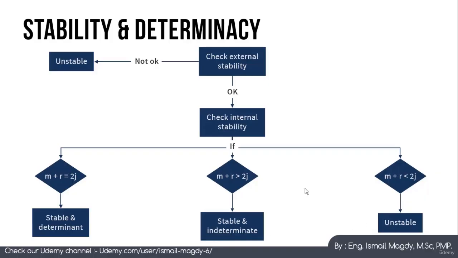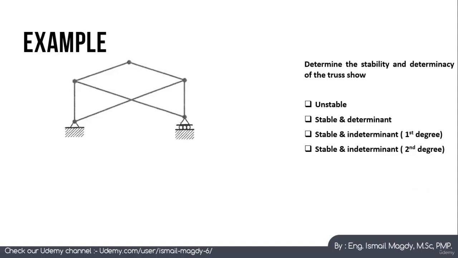So now, let's have an example on this. We have this truss, and we want to determine the stability and determinacy of it. In order to do that, we will start by counting the number of members that we have here. We have 1, 2, 3, 4, 5, 6. You need to take care that this is counted as only one member, and this is only one member, not two, because we don't have a joint here. As you can see, there is no joint here, which means that these two elements are actually not connected to each other. So we have 6 members.